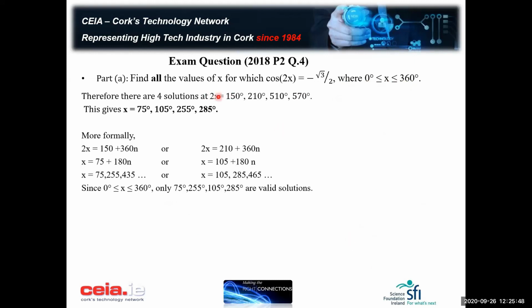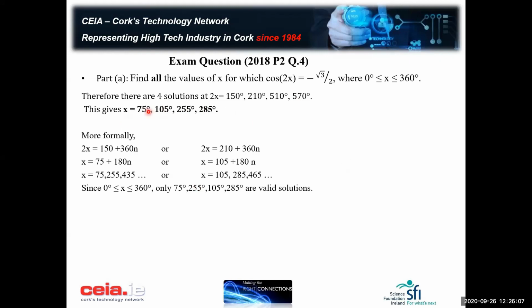But those are for 2x, right? So there's a trick in the question. That's 2x, these values. The actual answers are for x. So divide those by 2, and those are your 4 solutions.